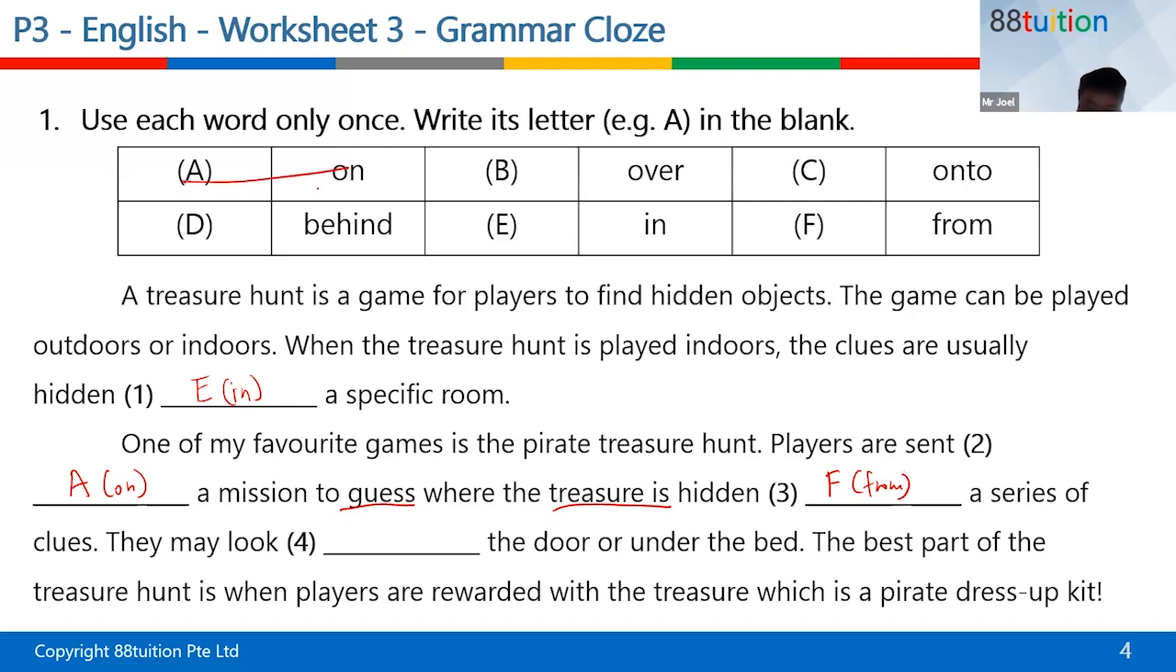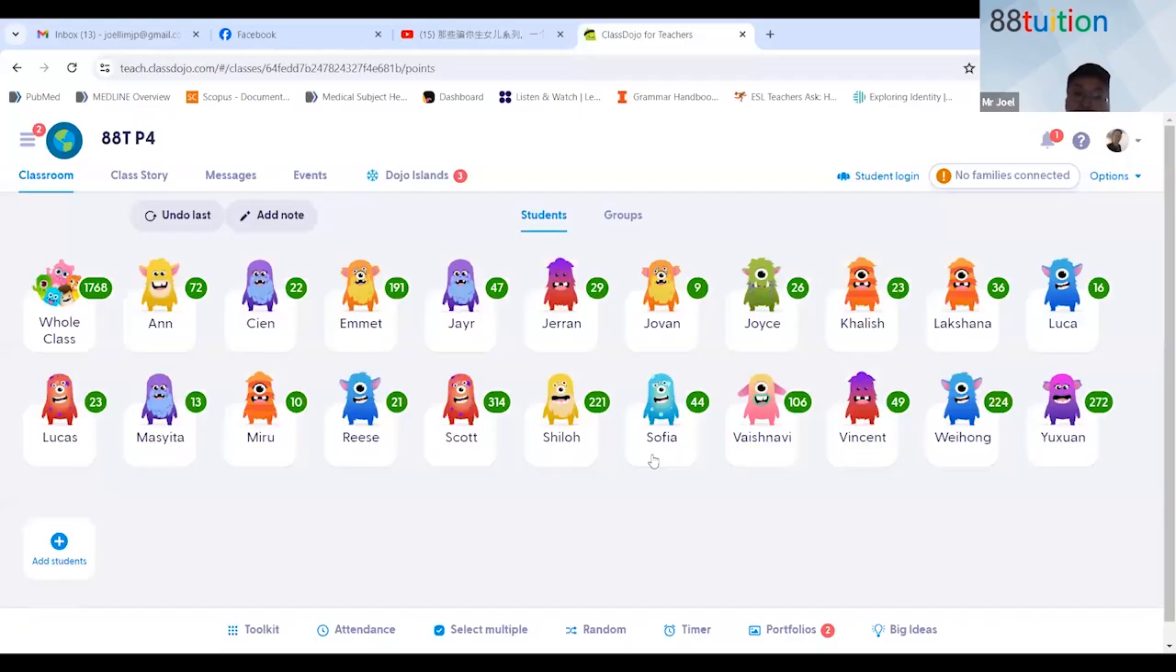So we've used A, we've used E, we've used F. They may look behind the door, under the bed. Normally people don't look under the door, right? So we can say we look behind the door. I mean, sometimes it could be under the door, I guess, if the door is quite high above the floor and there's a bit of leeway there. I guess you can look under the door, but normally we don't. We look under the bed and behind the door. So you got all of this correct. So that's good.